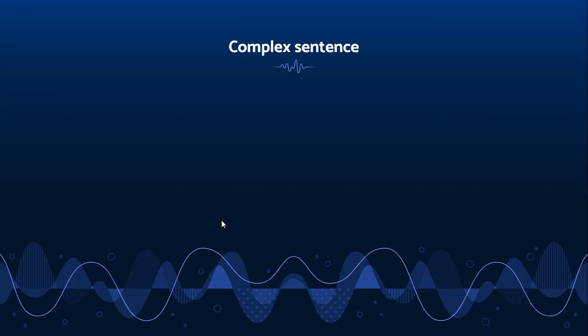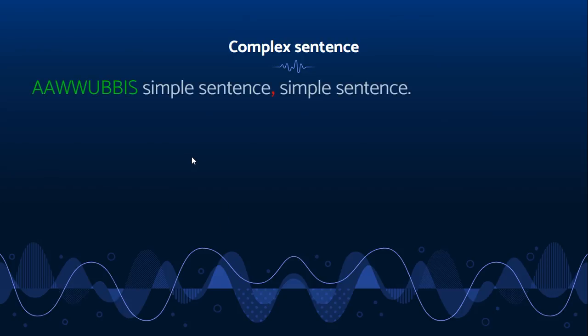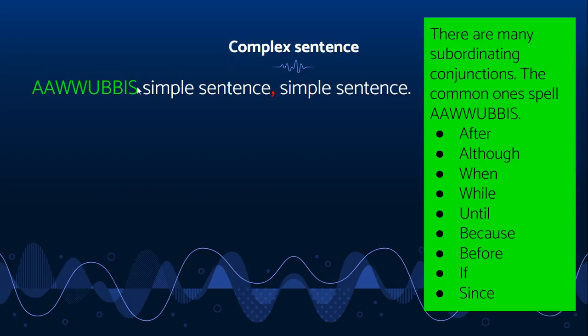This week, we're going to learn about complex sentences. So for a complex sentence, we're going to start with a different kind of conjunction called an AWUBIS conjunction. Now, there are many AWUBIS conjunctions. They're called subordinating conjunctions because they are in complex sentences. And the common ones spell out AWUBIS. It's very hard to memorize these because there's a lot more than FANBOYS. But the ones that we're going to focus on are after, although, when, while, until, because, before, if, and since. So AWUBIS. And we will practice those a lot.